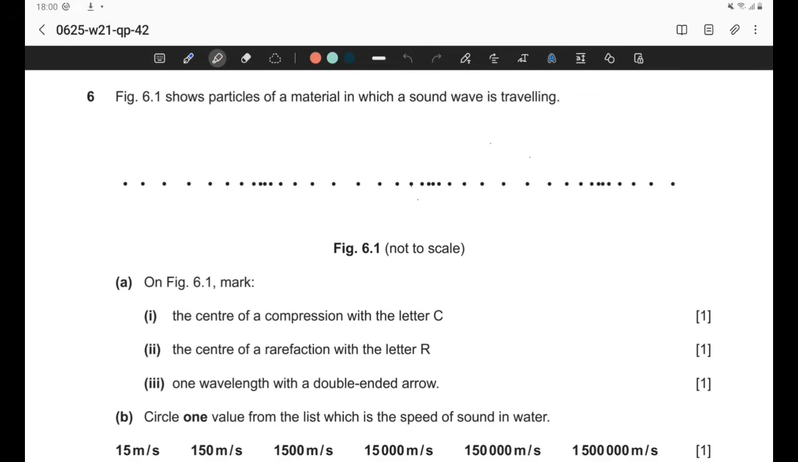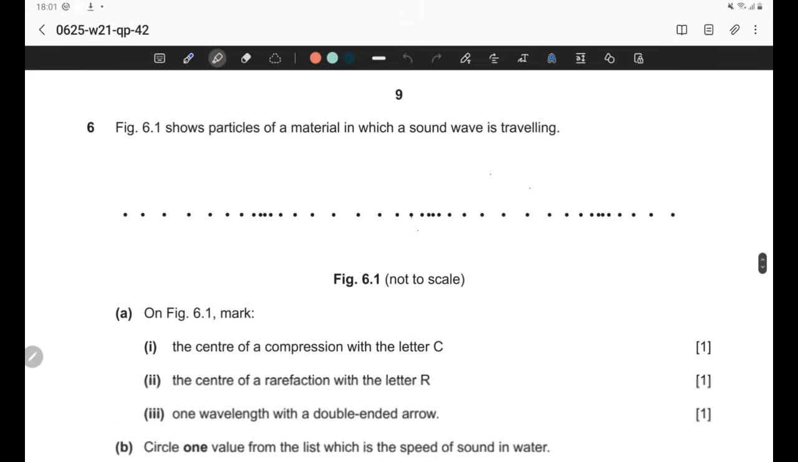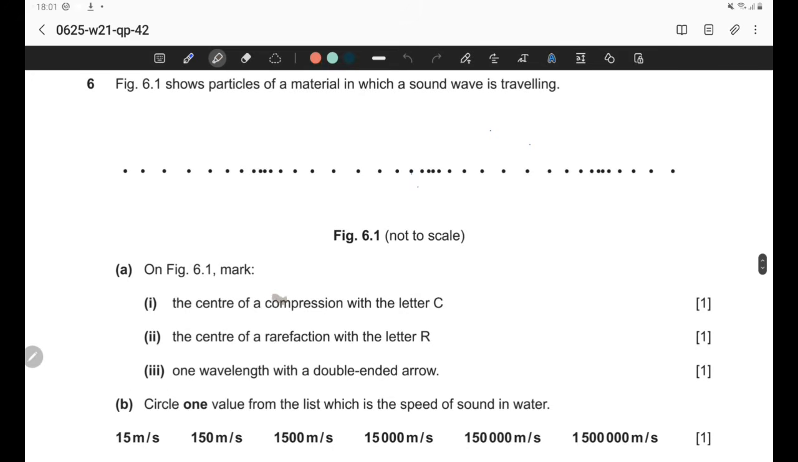Question 6. Figure 6.1 shows particles of a material in which a sound wave is travelling. Part A. On figure 6.1, mark the center of the compression with letter C. So compression is the region where particles will be close to each other or the pressure will be very high. So these points represent compressions. So here we need to mark at the center of the compression with the letter C. So this is the center of the compression where we can mark with the letter C.